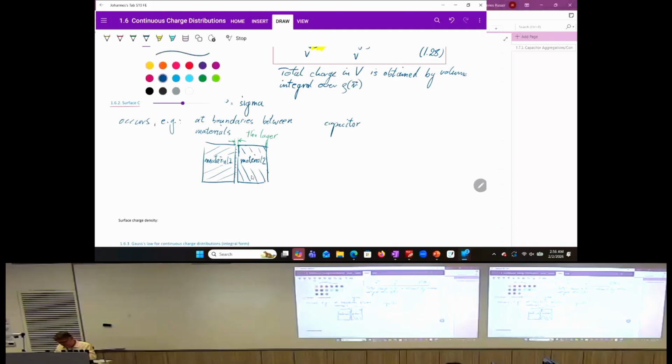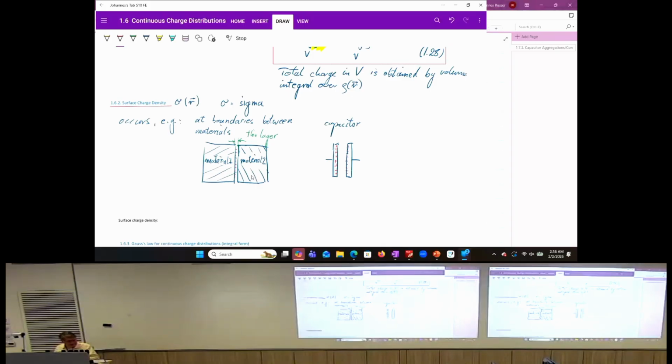In addition to what I'm giving you here right now as an example, you can have a capacitor. These are 2 conducting plates which are connected here so that I can charge them. And you have charges on these plates. And in the end, these charges will accumulate at the surface, so that for that reason, I can also work in this scenario with a surface charge density.